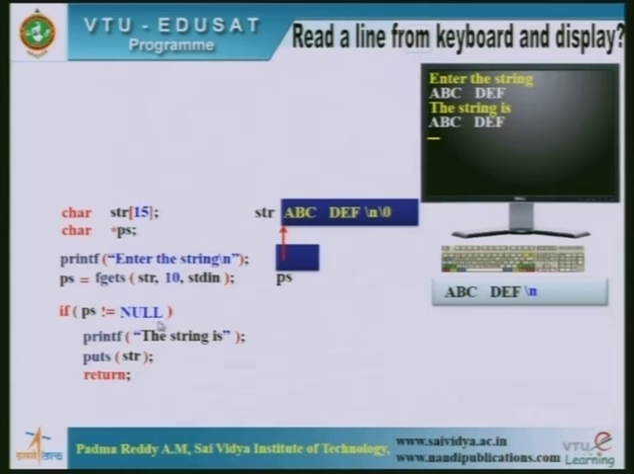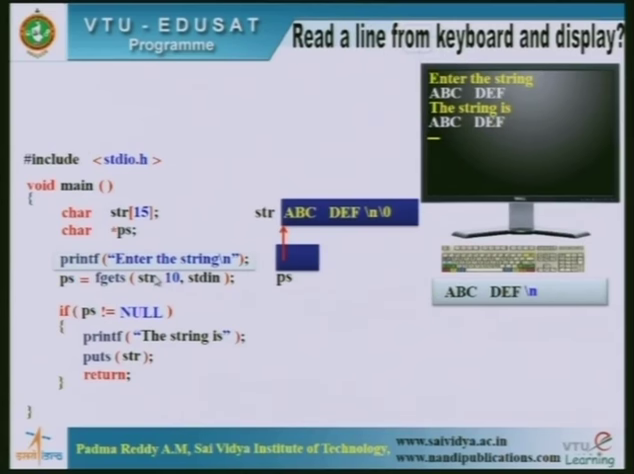Now if ps is not equal to null, tell me how many statements you are executing? 3 statements. Whenever you have more than one statement here, all those statements must be enclosed within braces. So I hope you understood. Now all these statements we enclose within the braces. Here I write void main, and normally before this we include stdio.h. So here I write #include <stdio.h>. So this is the complete program to read a line from the keyboard and display it onto the screen.